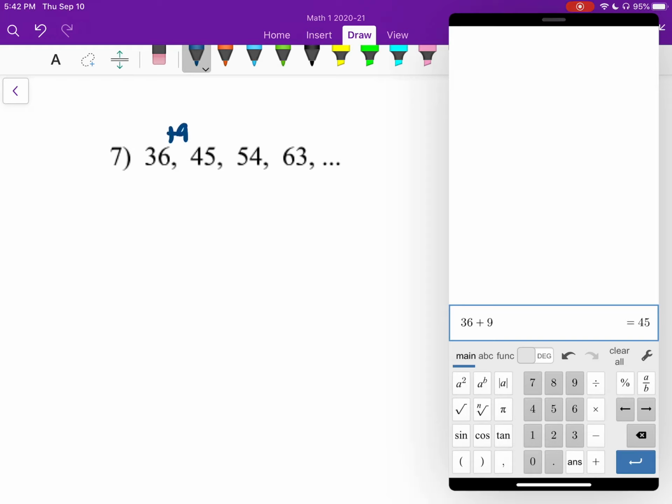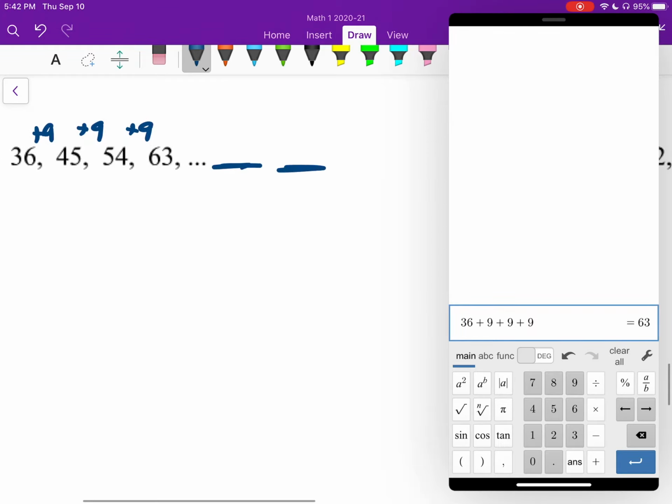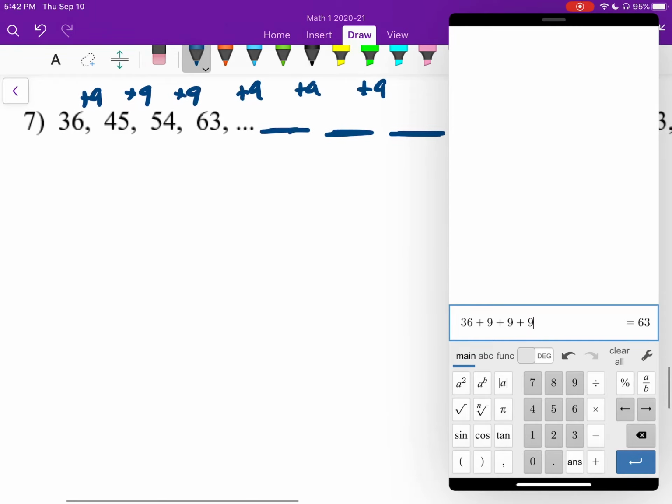And then 45 plus 9 gives me 54. 54 plus 9 gives me 63. Oops, I'm not adding 3, I'm adding 9 there, yeah. So I've got my 3 blanks, and after each blank I add 9. So 63 plus 9 is 72, plus 9 is, I'm thinking 81, but I'll type it in just in case, 81, and then last up you got 90.